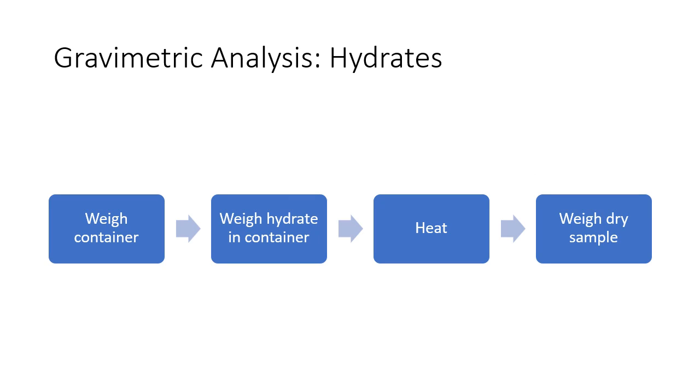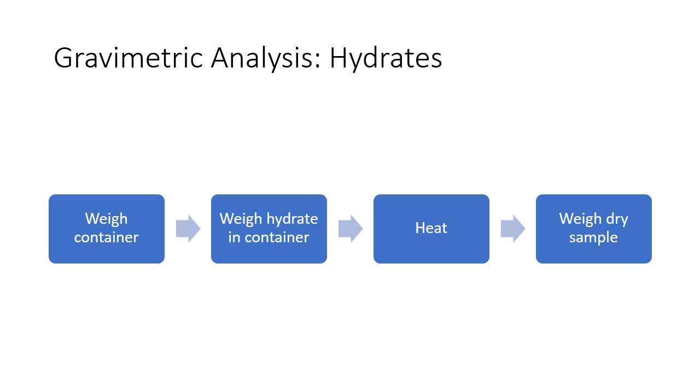When we use gravimetric analysis in hydrates, our goal is to evaporate all the water and calculate the mass percent of water in the sample. So we weigh a container. We put a hydrate crystal in the container. You heat that sample, either with a Bunsen burner or an oven or some other heating technique. Heck, you could use the sun. Then you weigh the dry sample.